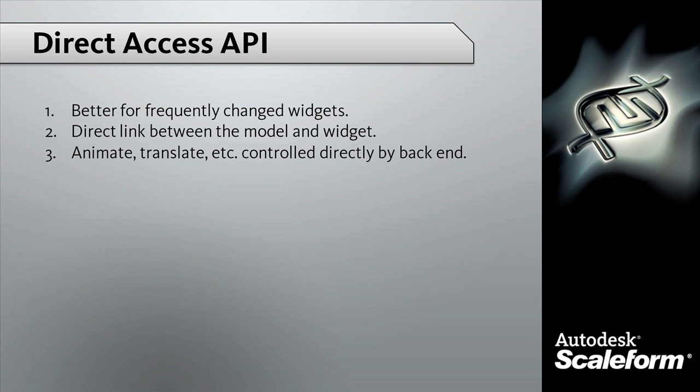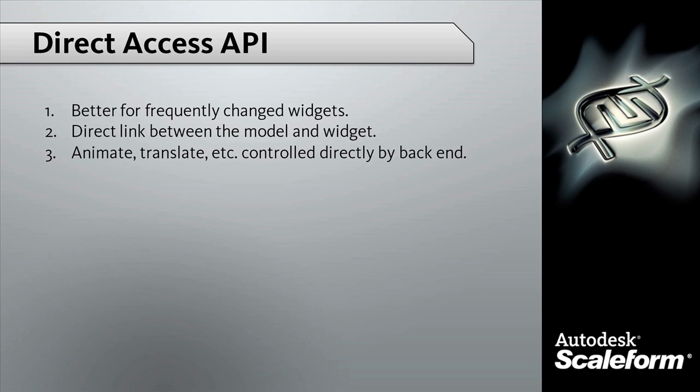In this case, the MMO Kit uses the Scaleform Direct Access API, creating a direct link between the model and the target widget. The UI element is registered with the backend, and we tell it how to behave directly from C++. Using the Direct Access API, we can control a widget's animation, translation, appearance, or even text displayed in the case of text field widgets, all directly from C++ or the game's scripting language.